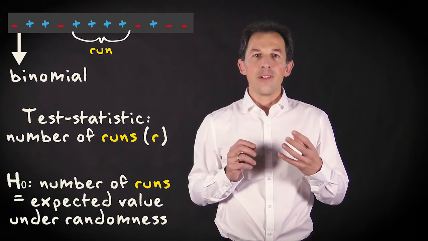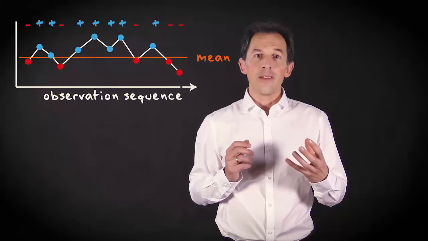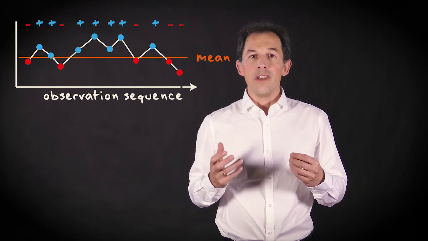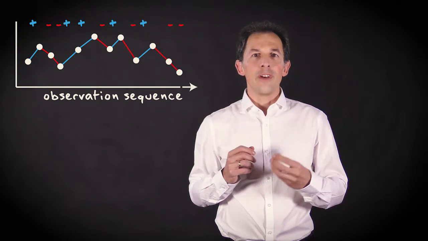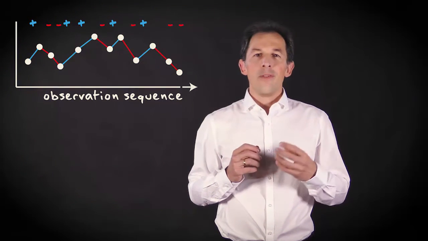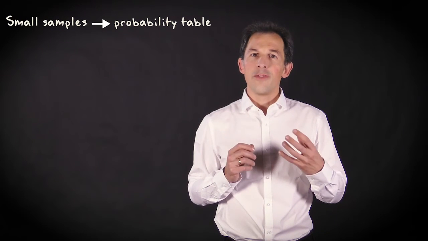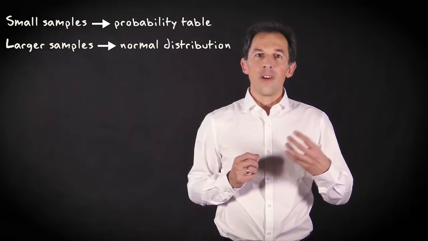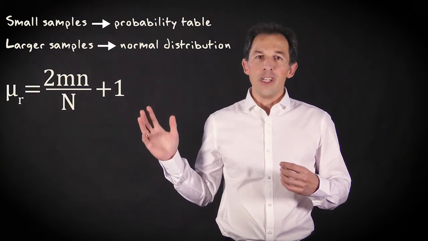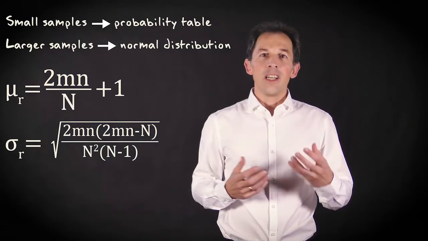Numerical data can be turned into binomial data by considering the sign of the difference between the data values and the mean or median, or alternatively the sign of the difference between successive values. For small samples, you use a table to find the p-value for the observed number of runs. But for larger samples, the number of runs follows a normal distribution, with this mean and this standard deviation. The test then proceeds as in a z-test.